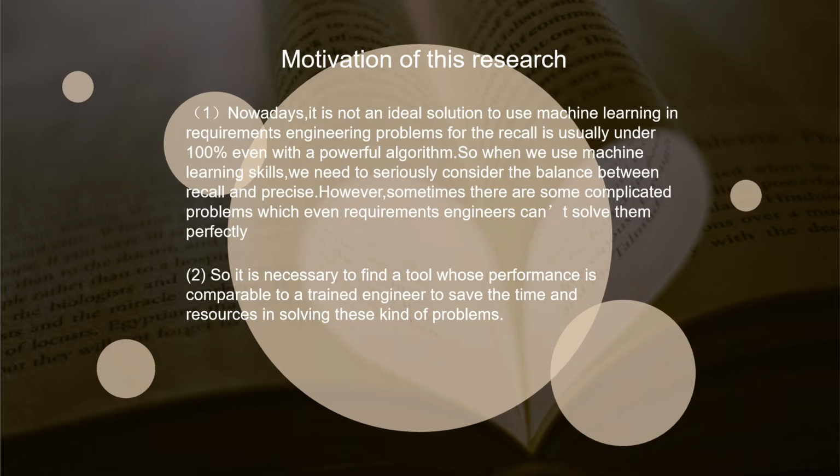Nowadays, machine learning is not an ideal solution for requirements engineering problems when it comes to recall, because recall is usually under 100% even with a powerful algorithm. So when we use machine learning, we need to seriously consider the balance between recall and precision. However, sometimes there are complicated problems that even requirements engineers cannot solve perfectly, so it is necessary to find a tool whose performance is comparable to a trained engineer, to save their time and resources in solving this kind of problem.